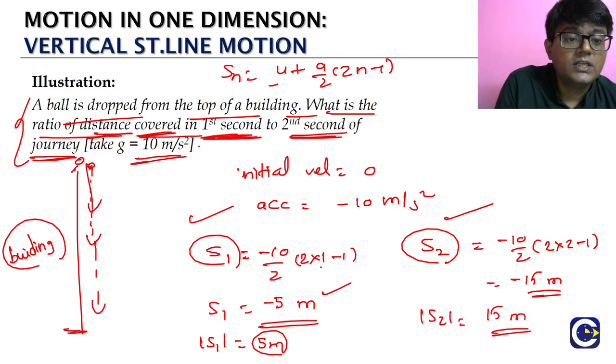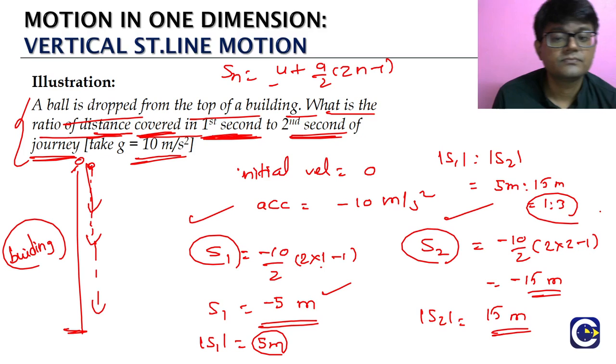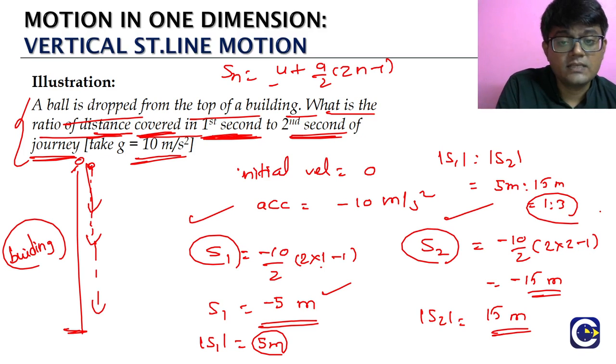They are asking us the distance covered in the first second, which is modulus of S1, to modulus of S2. What is it? 5 is to 15, that will be 1 is to 3. So that will be the answer for this question.